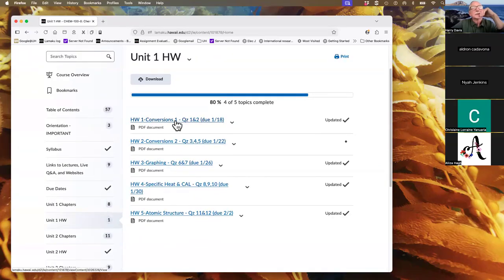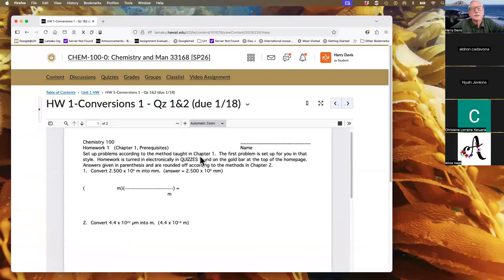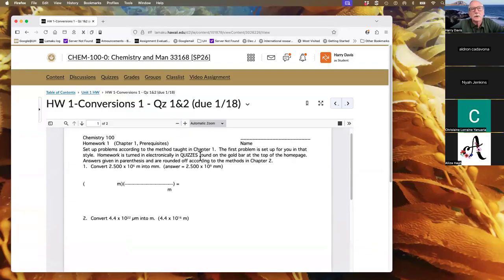So here's homework 1. My concept is you can print this out or do whatever you need to do to solve the problems. And this is not turned in. How you turn it in is you go to quizzes and you turn it in over there by entering letters into boxes, essentially. Okay.